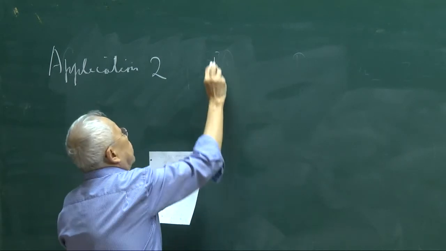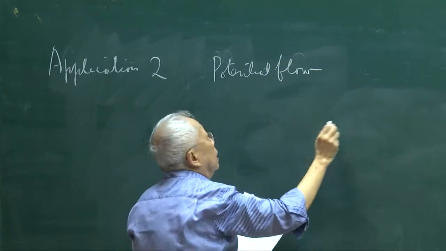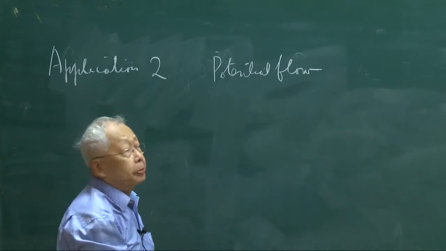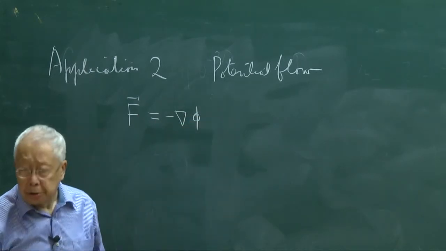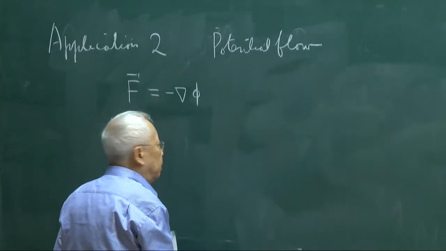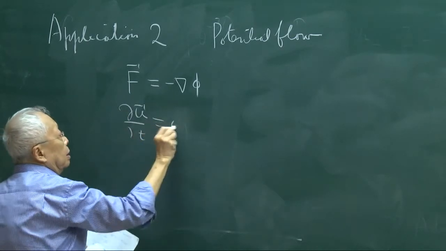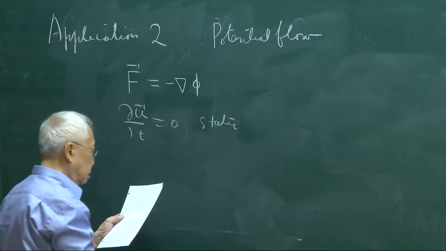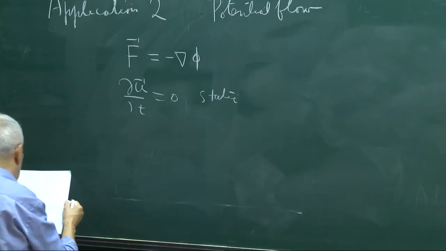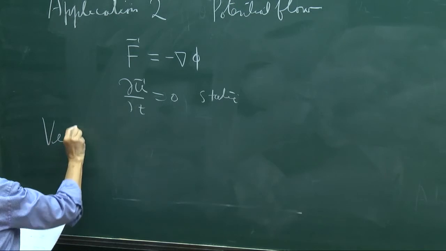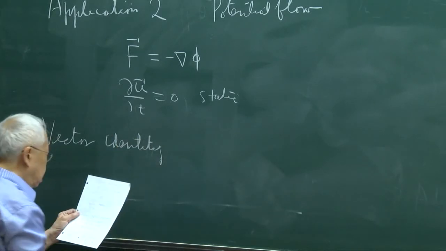This is a potential flow. Suppose we neglected the force over there. Suppose this is an external force, and it is of the form of a potential, a conservative force. And let us consider du dt to be 0. Consider the static case. This is a vector identity, which I'll just write down, but you can verify.